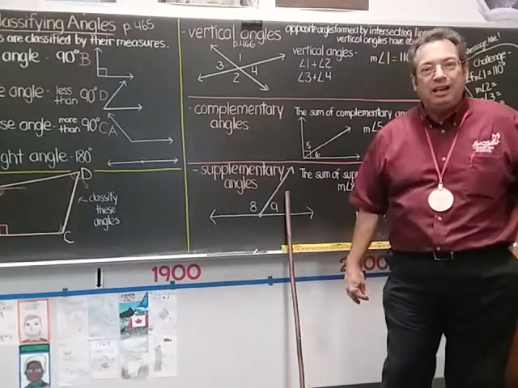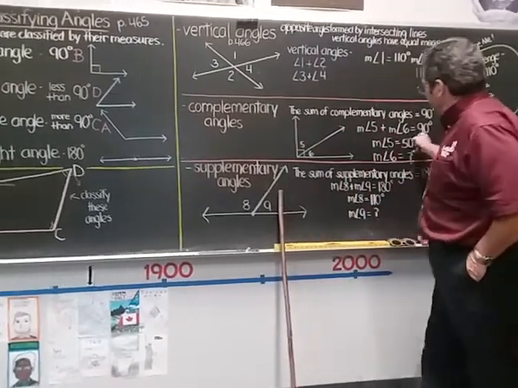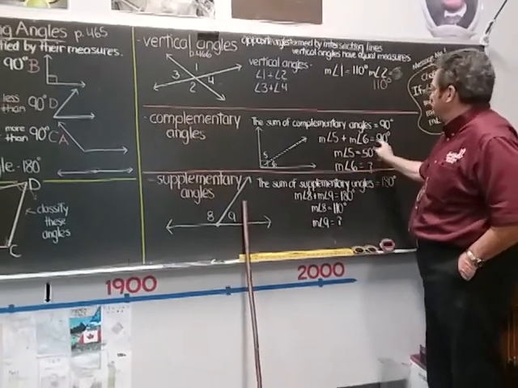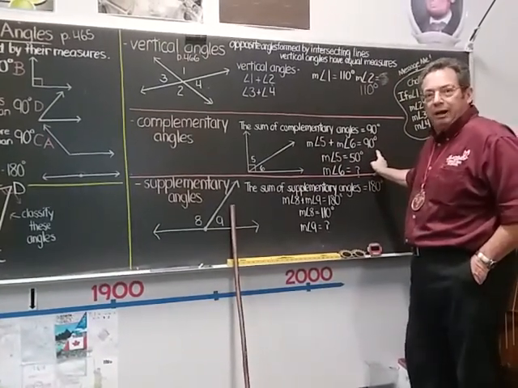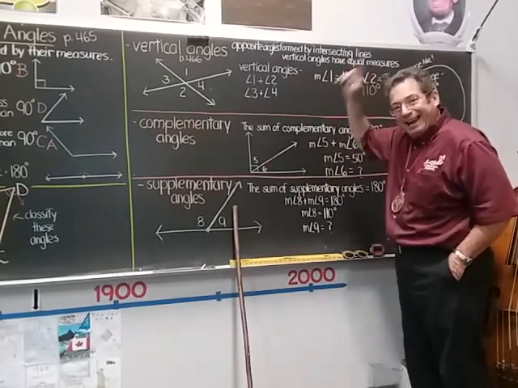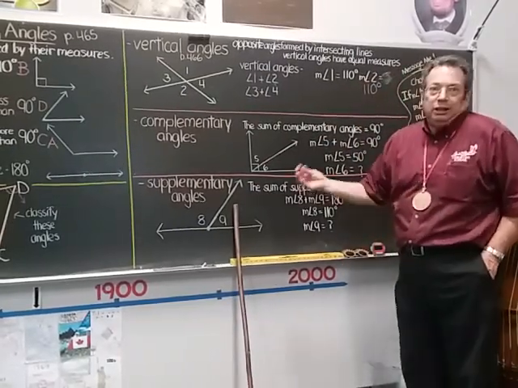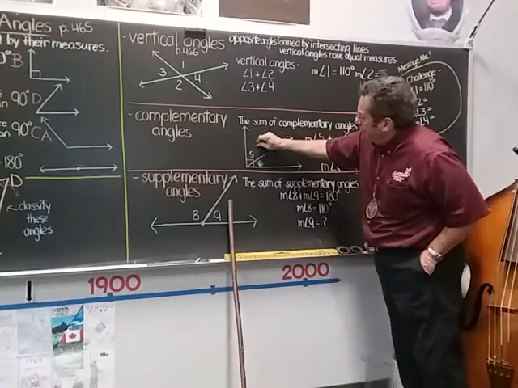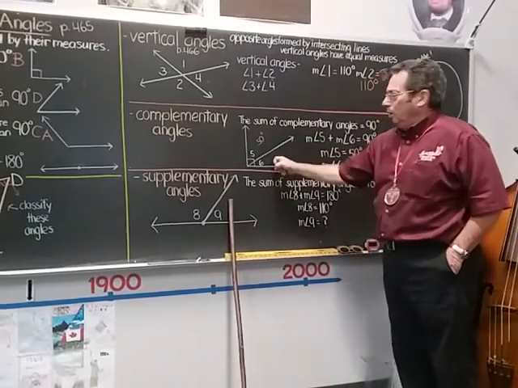90. They add up to 90 degrees. Okay, so let me ask you this. Knowing this, if the measure of angle 5 and the measure of angle 6 equal 90 degrees, right? They're complementary angles. I took a right angle and divided it into 2 angles. All right? So the measure of angle 5, if I tell you this is 50 degrees here, what is angle 6?